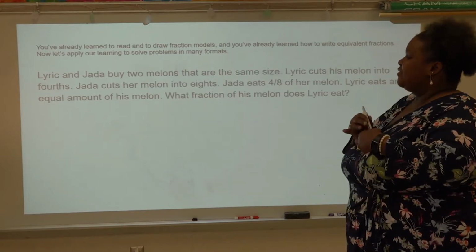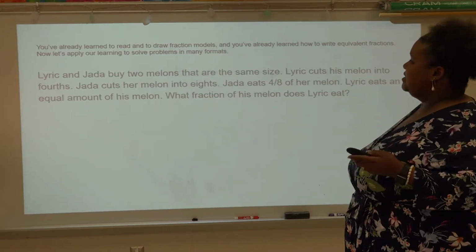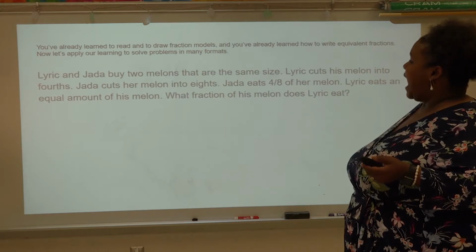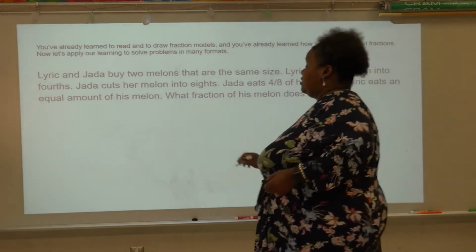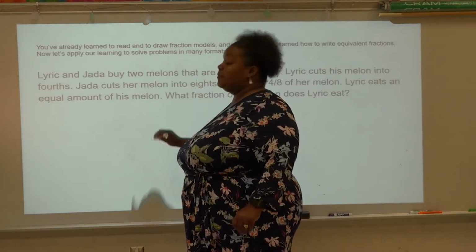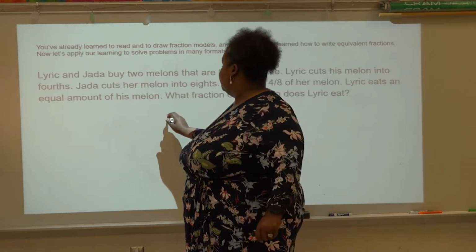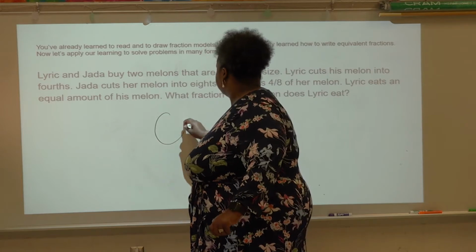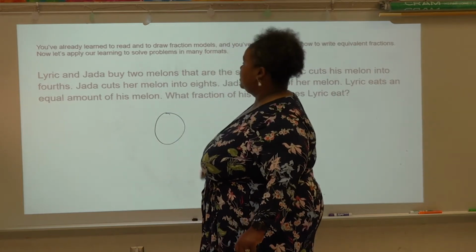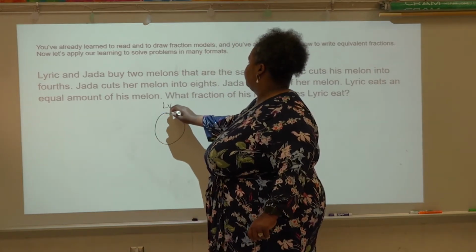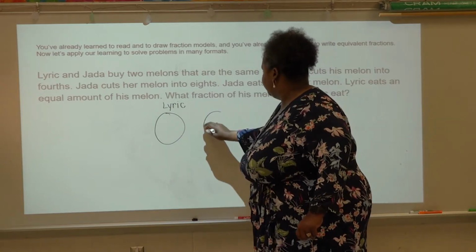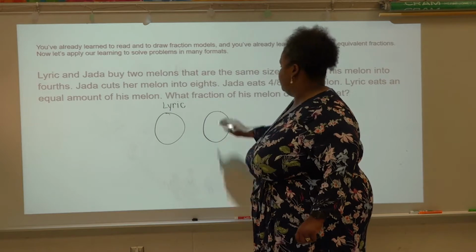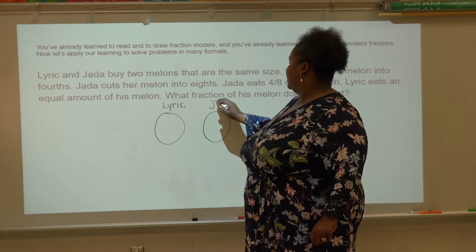All right, so I'm hearing about these melons. I think I should draw circles to represent them. That would be a good way to show them. I'm going to try to draw my circles being the same size. Melon 1, I'll call this one Lyric. And let's see if I can get another one about the same size. Yes, close. And that'll be Jada.